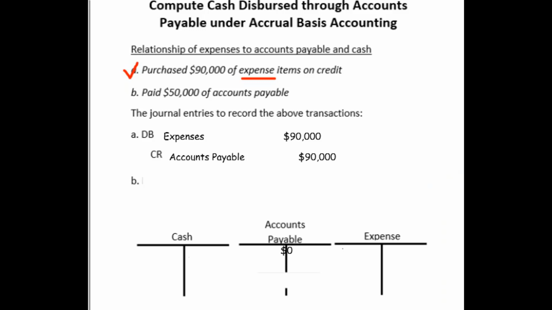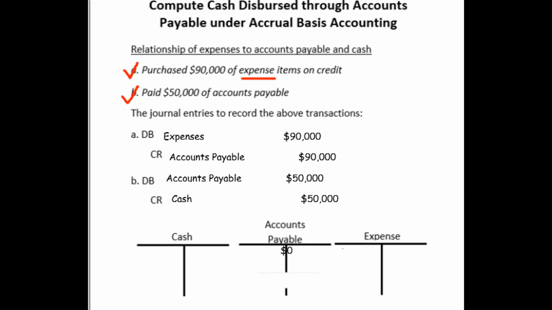Now we're going to take a look at the transaction where we use cash to pay off that accrued transaction, the accounts payable. So we're going to pay in this case $50,000 worth of our accounts payable. The journal entry in this case would be debit accounts payable and credit cash. So that represents us reducing our liability to creditors by $50,000, and that is a reduction. We paid people in cash $50,000.